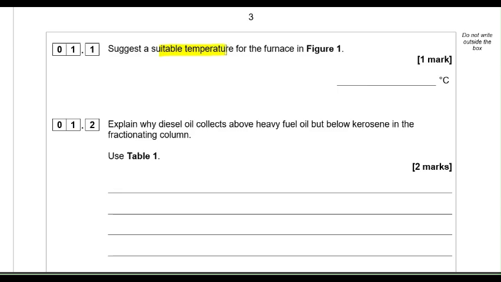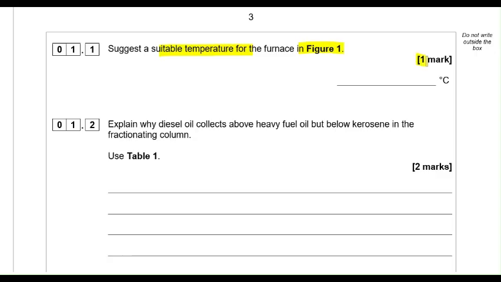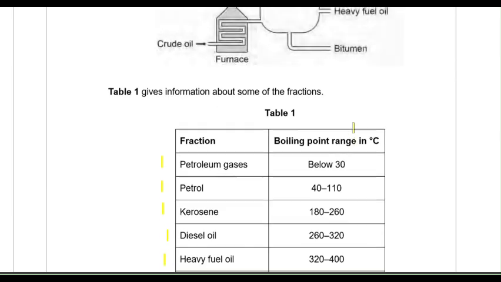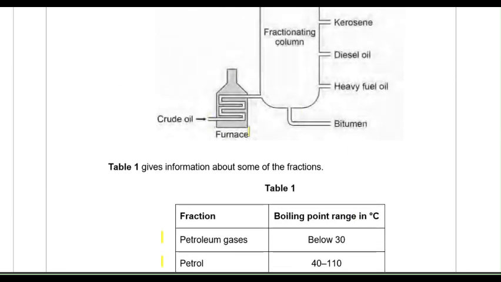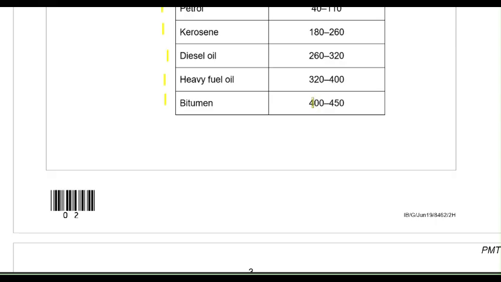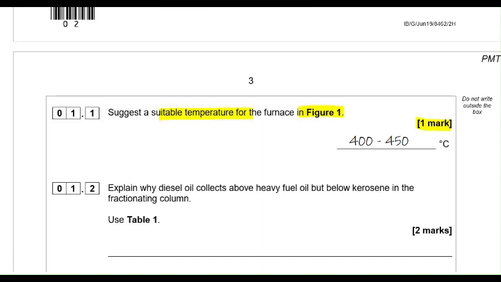Question 1.1 suggests a suitable temperature for the furnace in figure 1, and this is for 1 mark. So let's go back up to the diagram and look at the furnace. The furnace's job is to turn all of the crude oil into vapours, in other words, to boil it all, to vaporise all the gases. So obviously they need to make sure that the fraction with the highest boiling point range is vaporised, and that is the one at the bottom there, bitumen, which is the 400 to 450. So to get 1 mark for this question, you write 400 to 450.